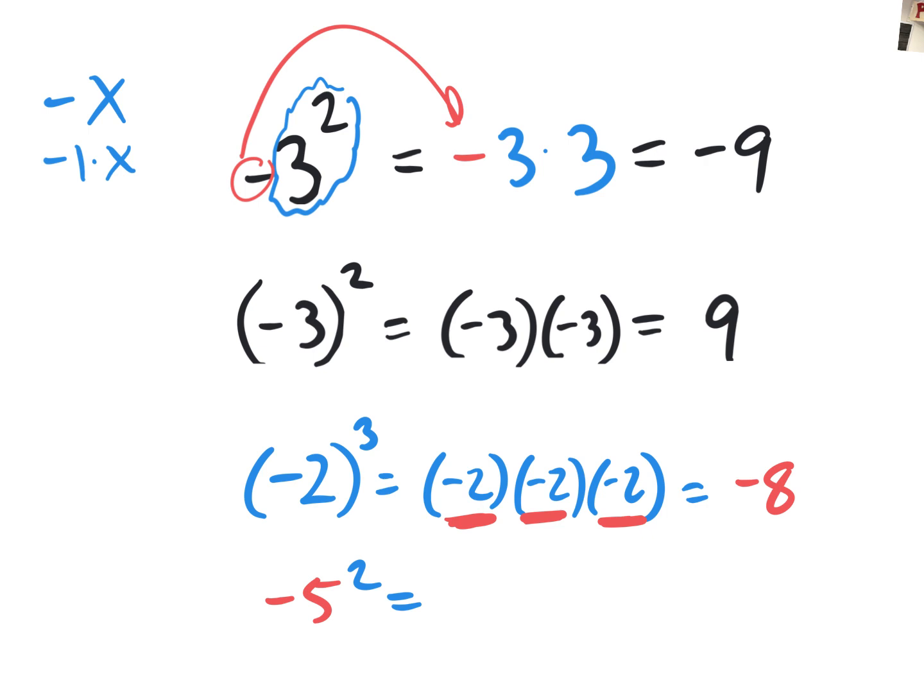That's a negative in front, and 5 squared. 5 squared is 25, so it's really a negative 25. So that's a little curveball right there. Parentheses do make a difference.